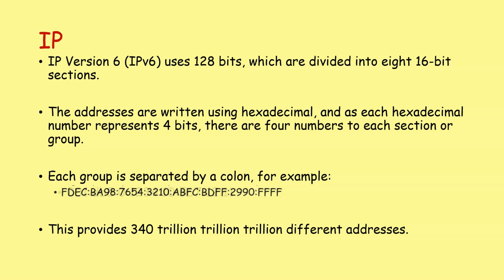This is a 128-bit addressing system, which is divided up into 8 16-bit sections. The addresses are written using hexadecimal, and as each hexadecimal number represents 4 bits, there are 4 numbers to each section or group. Each group is separated by a colon, so you end up with something like this. Because it's 2 to the power of 128, we end up with 340 trillion different addresses. So hopefully that will do us for a few more years. Currently, both IP version 4 and IP version 6 are being used.